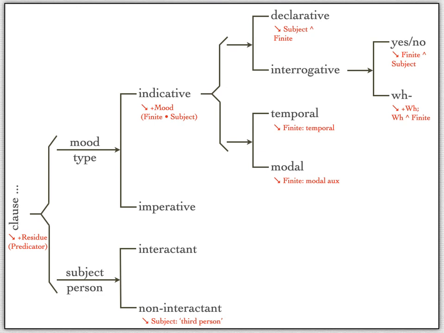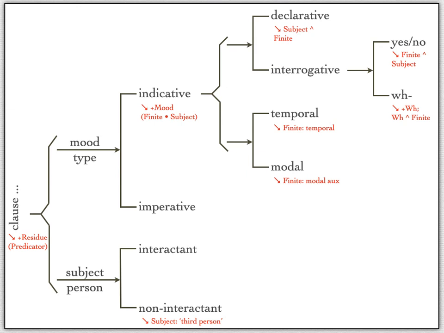Traditionally, this is described as first, second, third person, and then singular, plural. But actually, a more insightful, more accurate description is that the basic distinction is between a subject person that is an interactant, somebody with a speech role, or a non-interactant. Non-interactant corresponds to the traditional notion of third person: he, she, it, they, pronominally. Interactant is the traditional notion of first or second person.